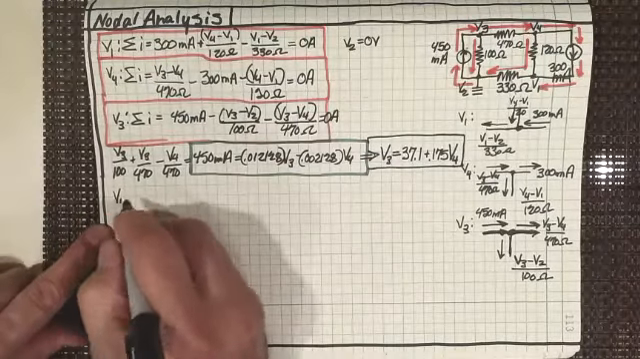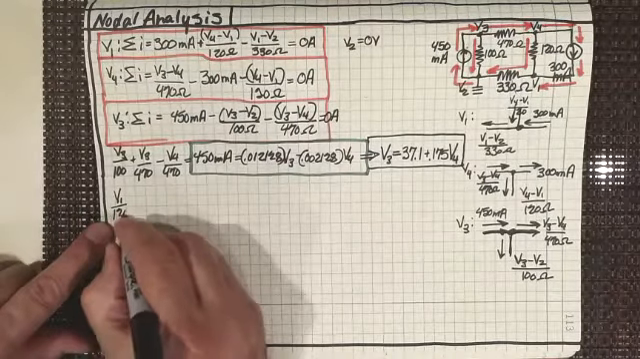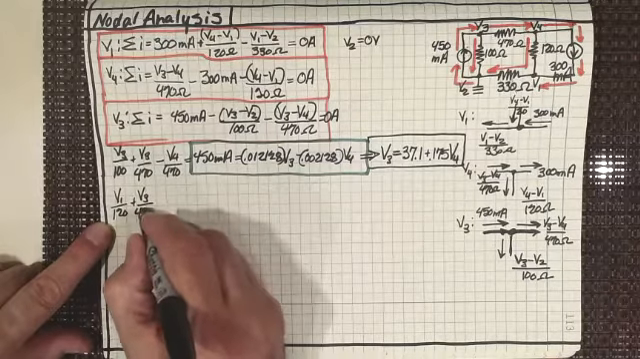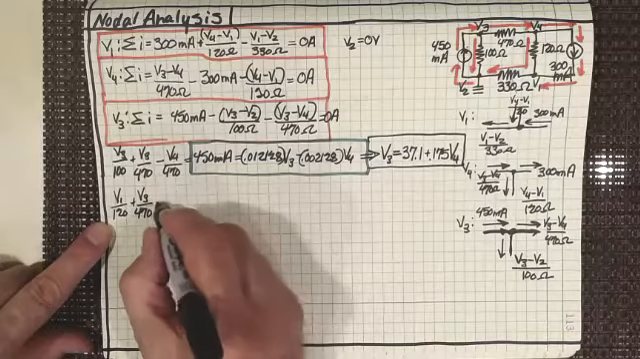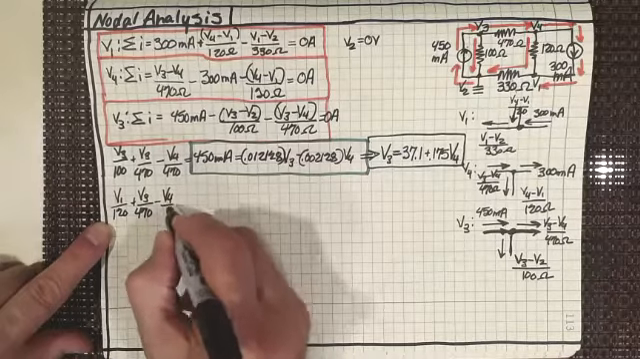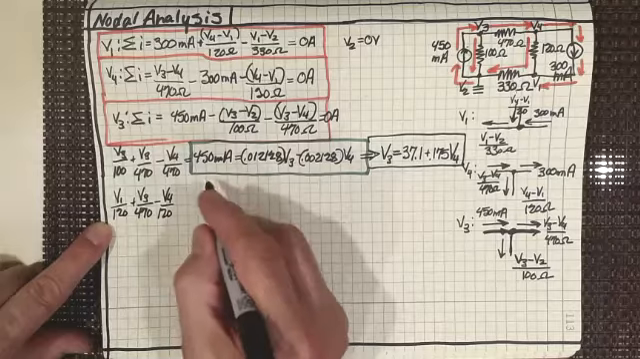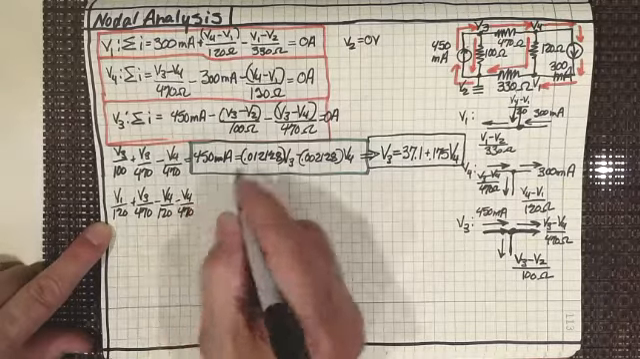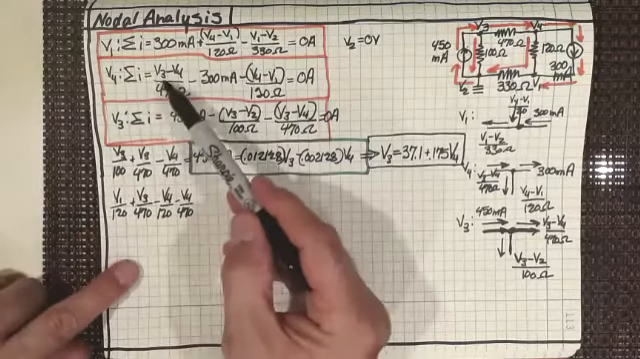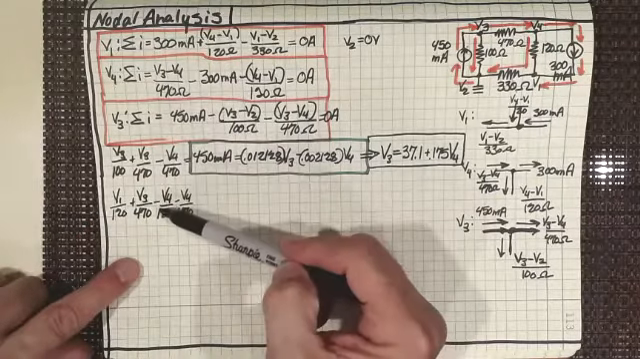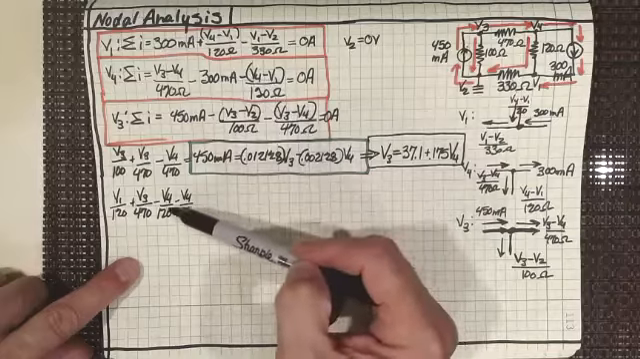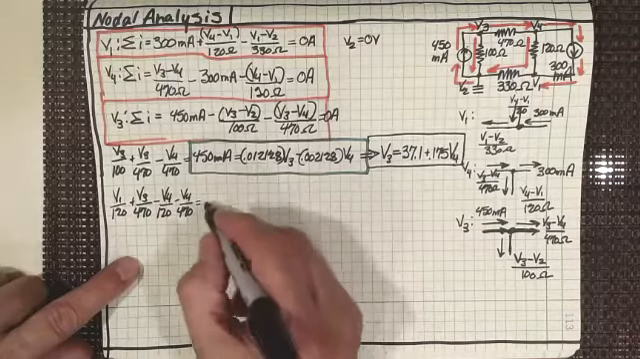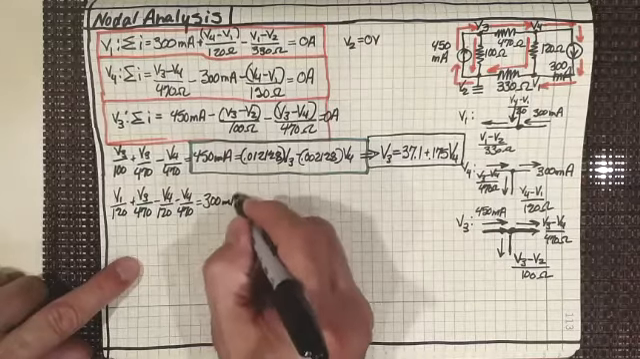So I've got V1 over 120 plus V3 over 470 minus V4 over 120 minus V4 over 470. See how I've done that? Positive V3, minus V4, minus V4, and positive V1. And all of those are going to equal 300 milliamps, right?